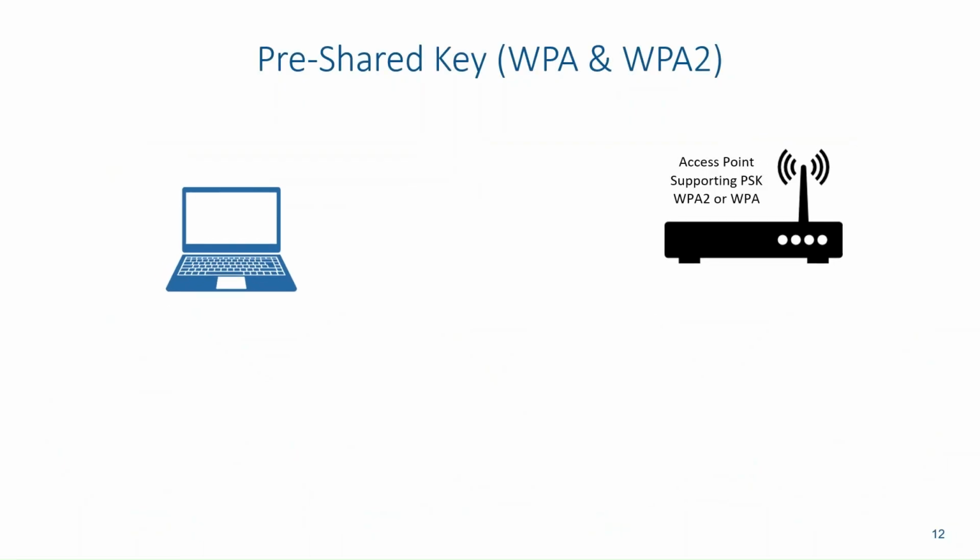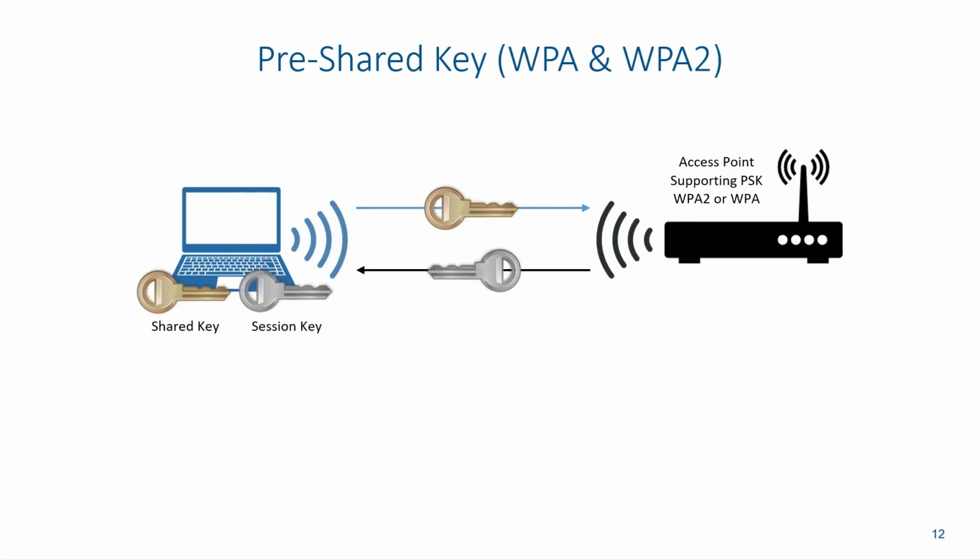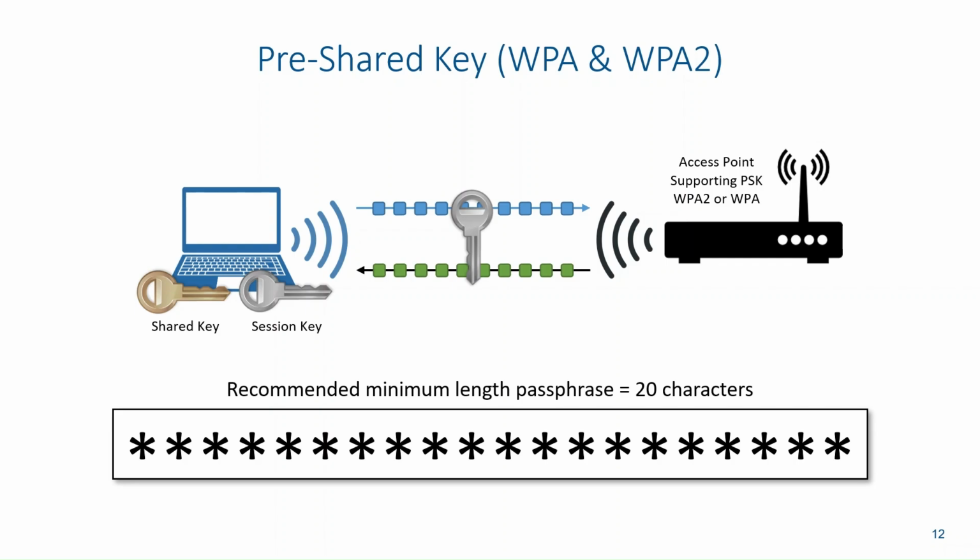So with WPA and WPA2, they use pre-shared keying, which worked like this. You had a device that had a shared key that would send this shared key to the access point. The access point would verify this and send a session key back to the communicator. And they would then be able to use this subsequent shared key to be able to communicate. The recommended minimum length passphrase for this is 20 characters because having an insecure password makes it a lot easier to break with a dictionary attack.